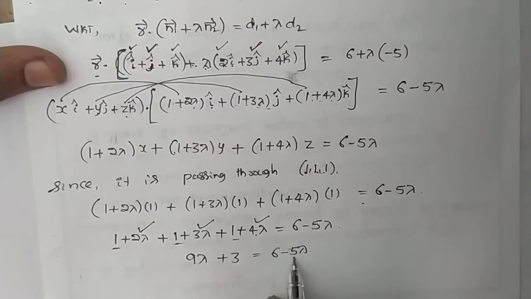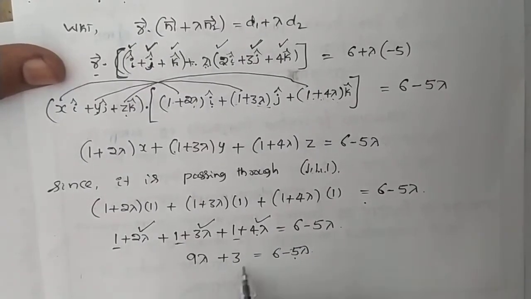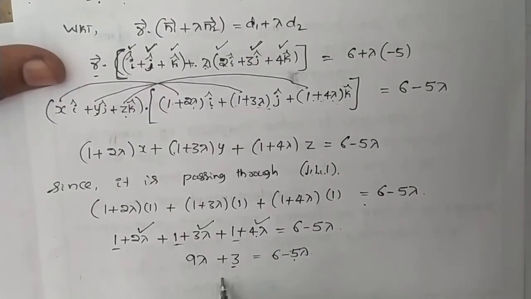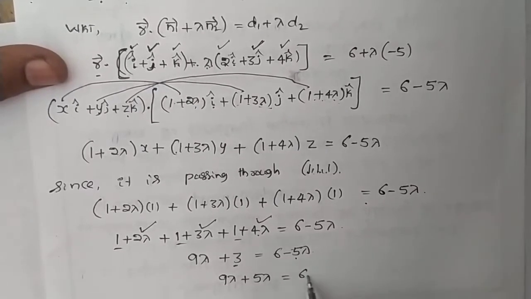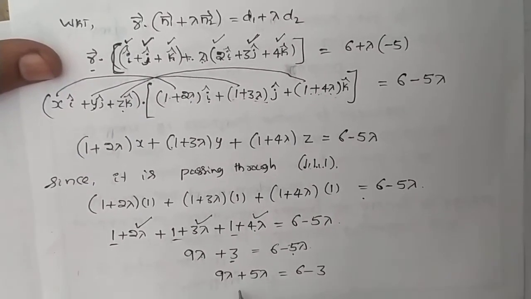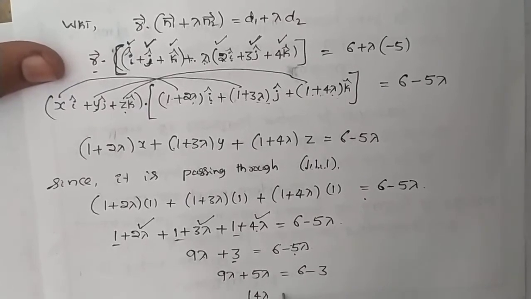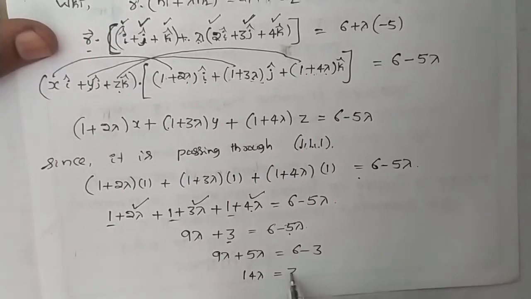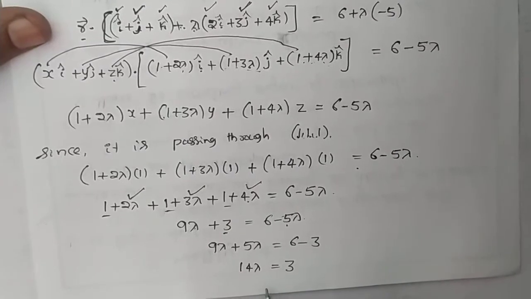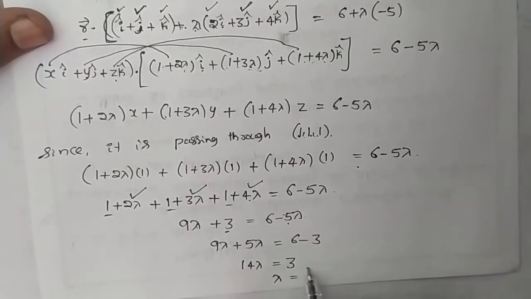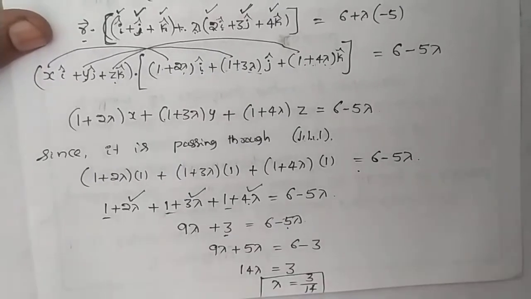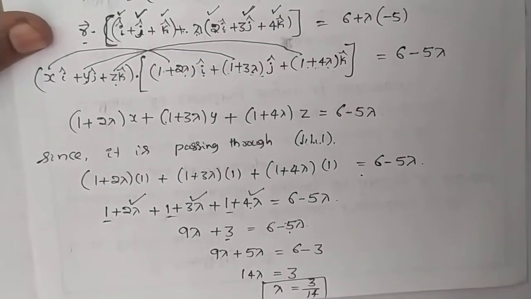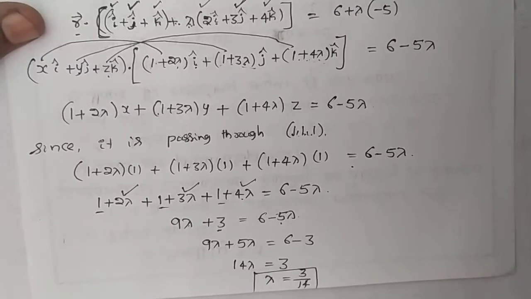Now take this minus 5 lambda to the left, and send this plus 3 to the right. 9 lambda plus 5 lambda equals 6 minus 3. Then 14 lambda equals 3. Lambda equals 3 divided by 14. Now we found the value of lambda.